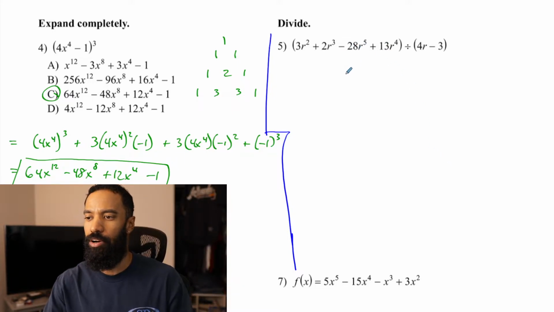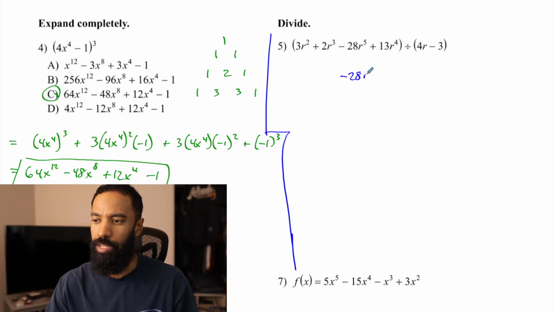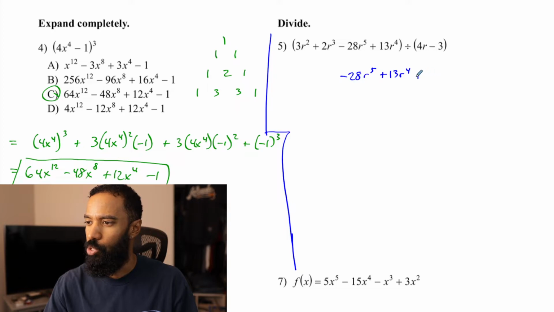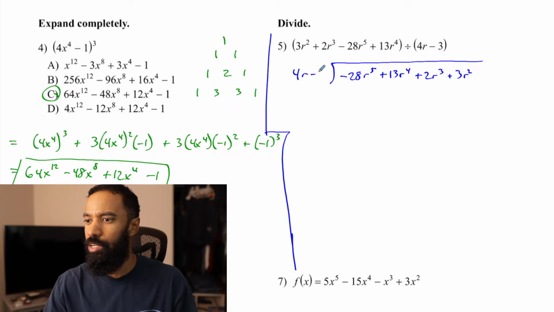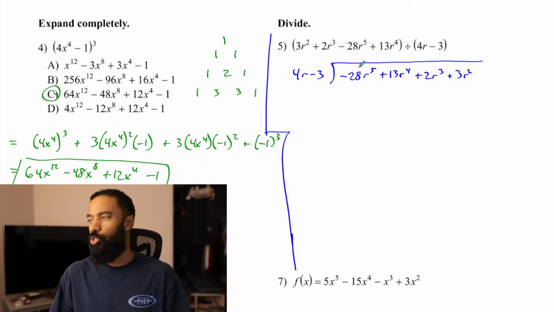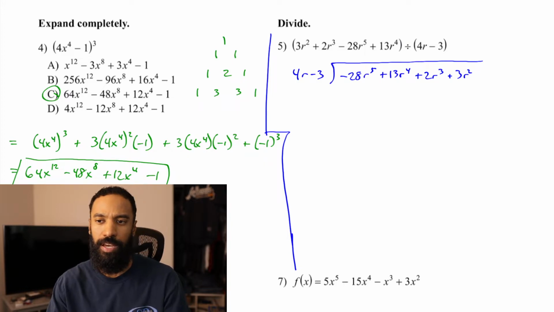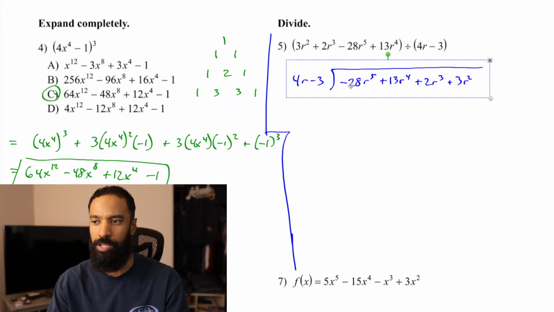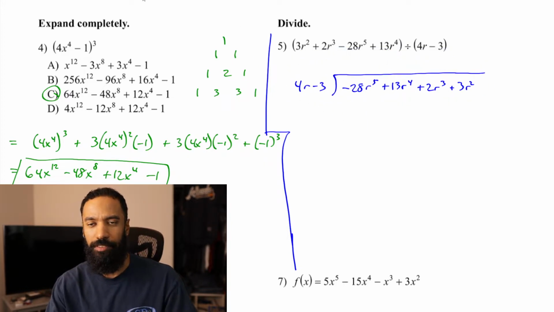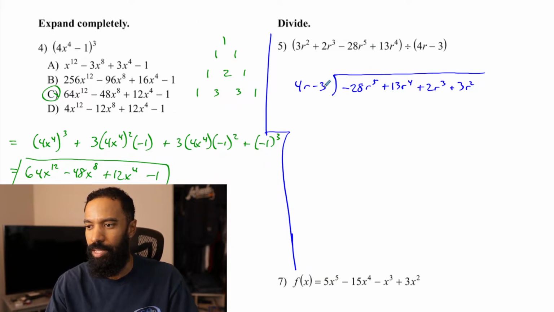So negative 28r to the 5th is the first term that you want to divide by when you're doing this here. And then we have 13r to the 4th, 2r cubed, and 3r squared. And this all divides by 4r minus 3. And again, you're trying to find the quotient of this, right? You're trying to divide it and find the quotient. I don't want factored form of this polynomial or anything else. I just want what is the result of dividing this. Like 72 divided by 9, what is it? It's 8, right? I don't want to factor 72 into 36 and 2 and things like that.